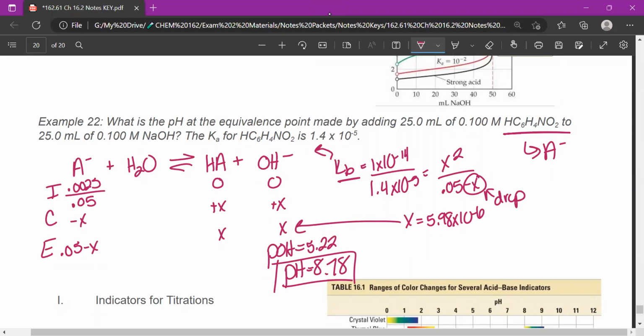Does my answer make sense? Well, yes, this is a weak acid. So at the equivalence point, the pH should be a little bit basic.